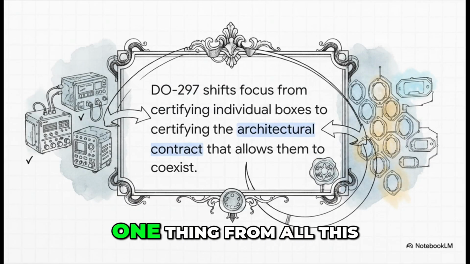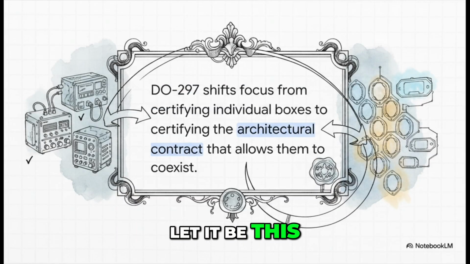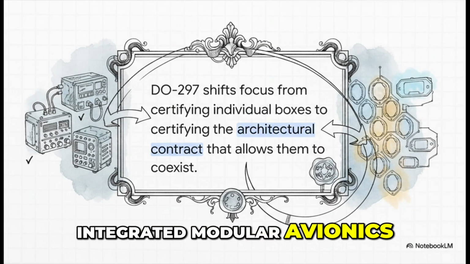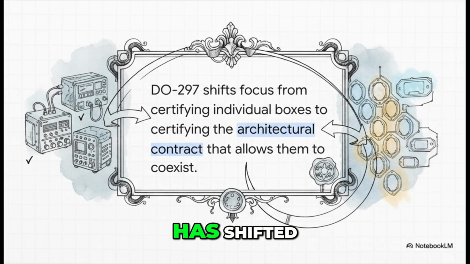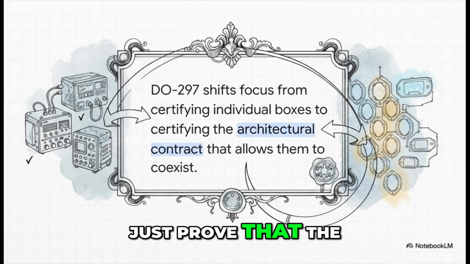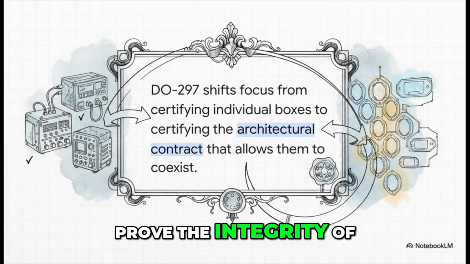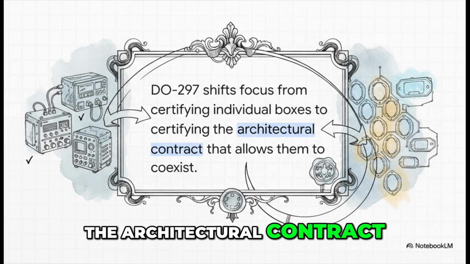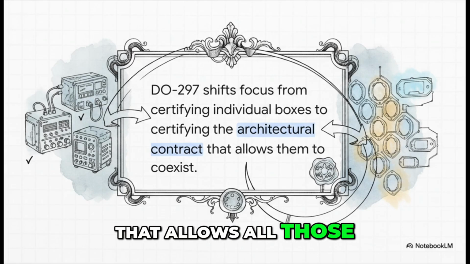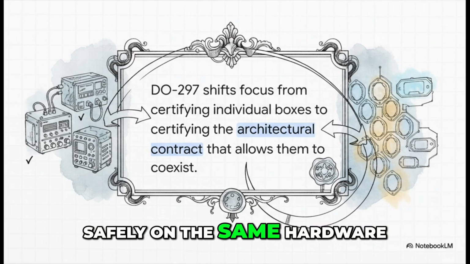So, if you remember one thing from all this, let it be this. In the world of integrated modular avionics, the focus of certification has shifted. It's not enough to just prove that the code inside each individual function is correct. You now have to prove the integrity of the architectural contract, the rules of engagement that allows all those functions to live together safely on the same hardware.